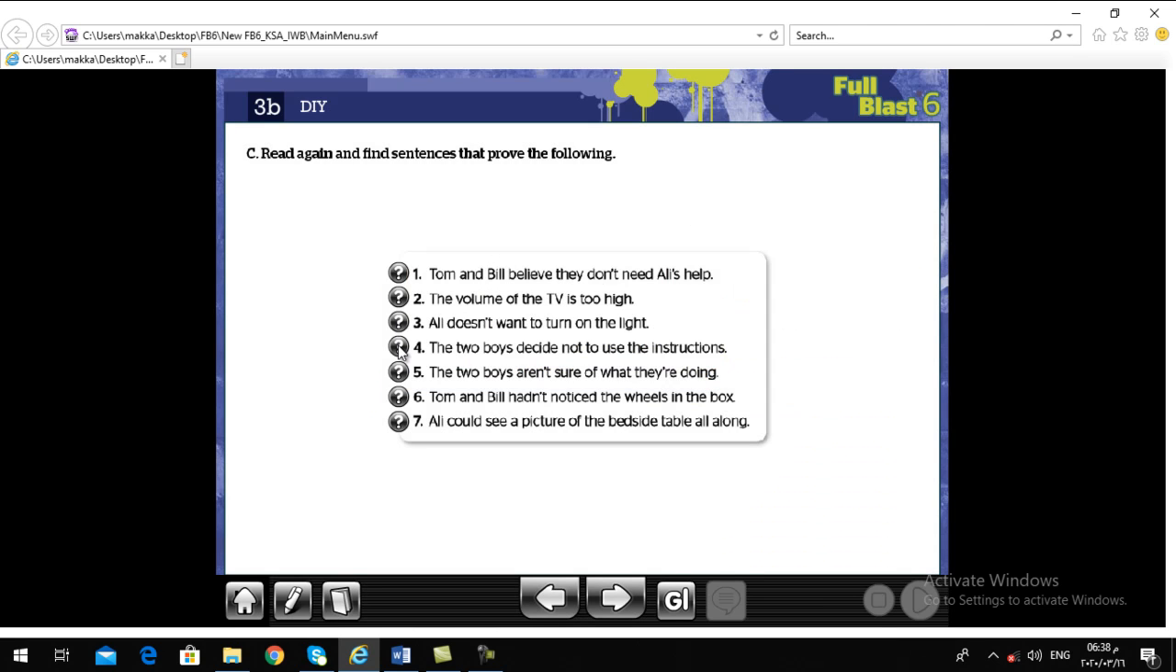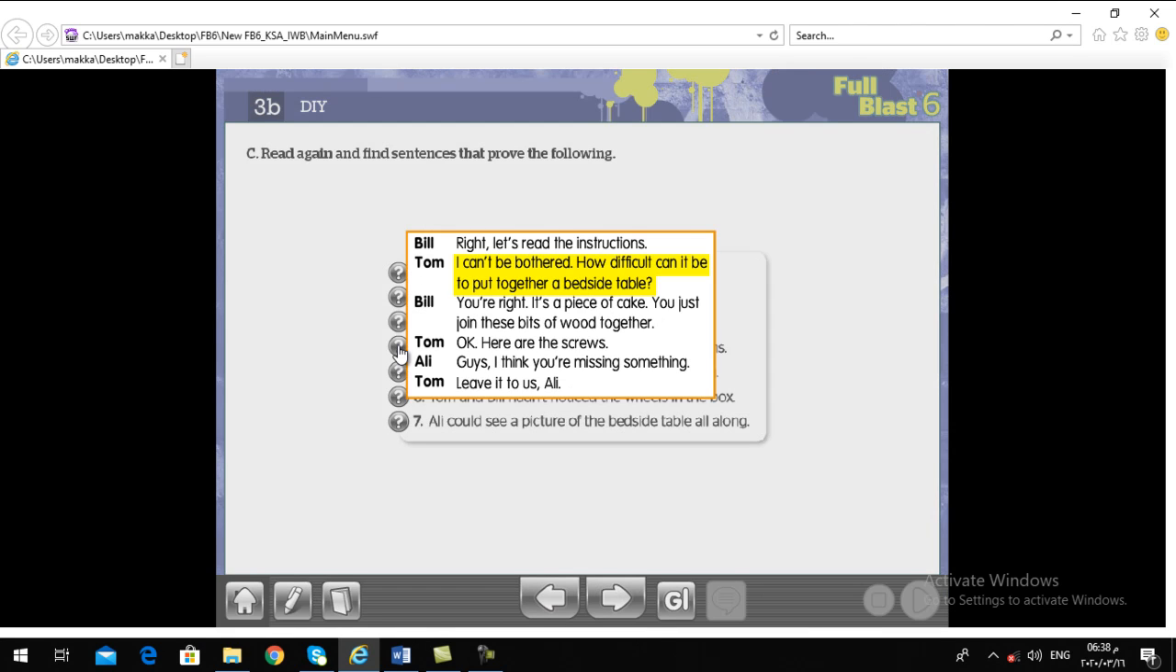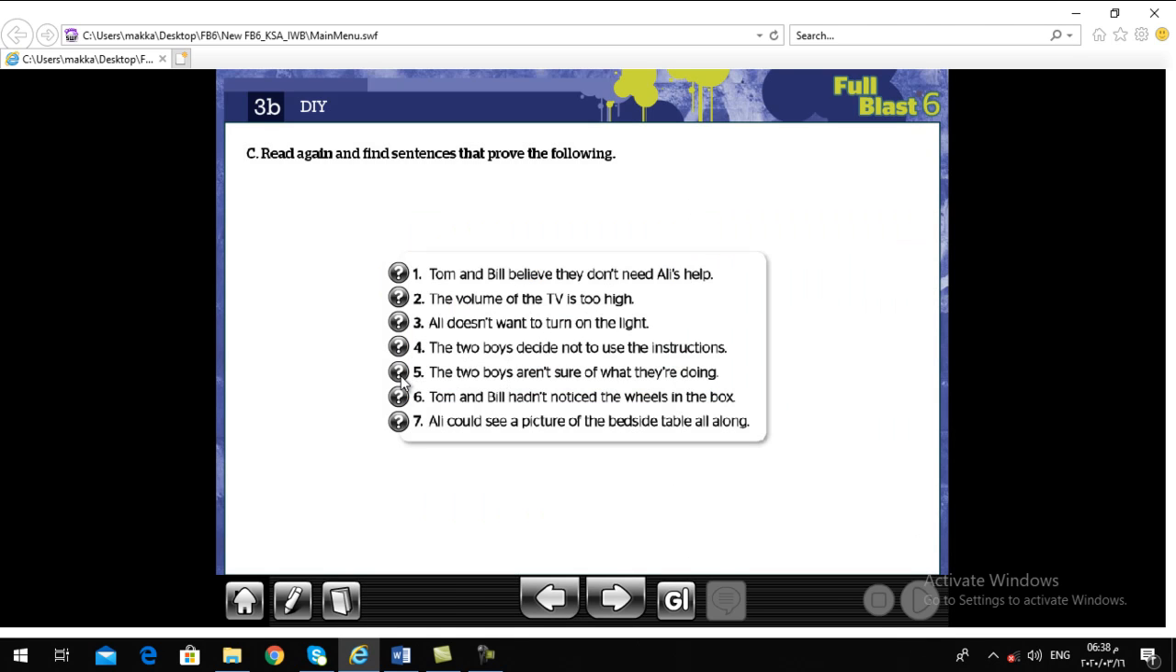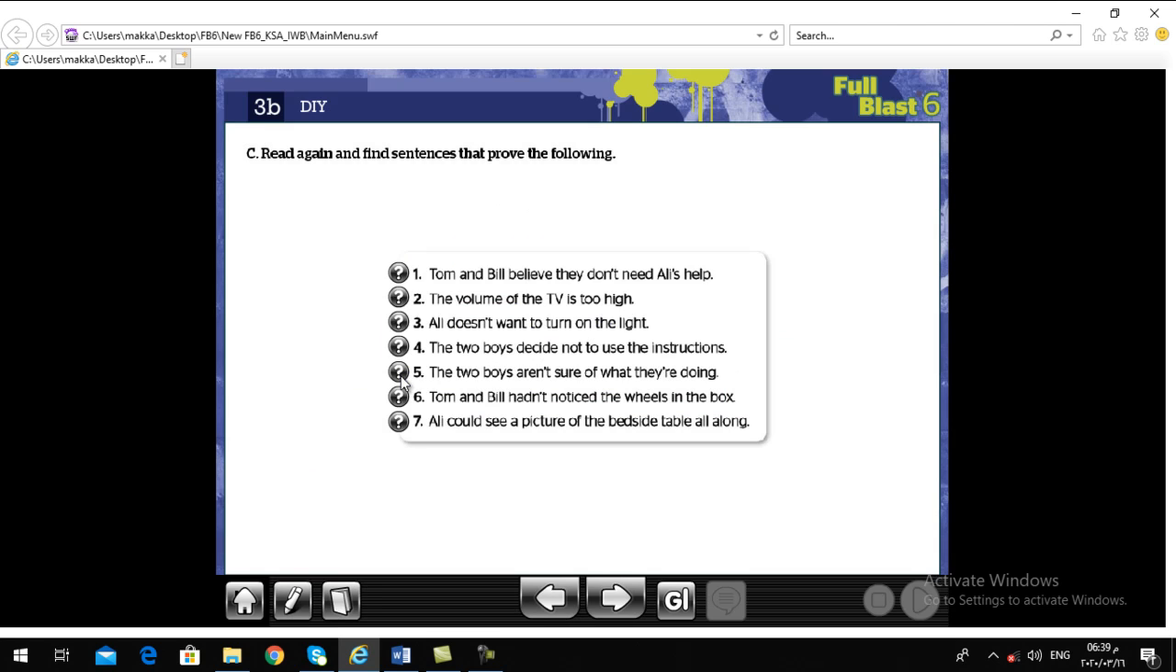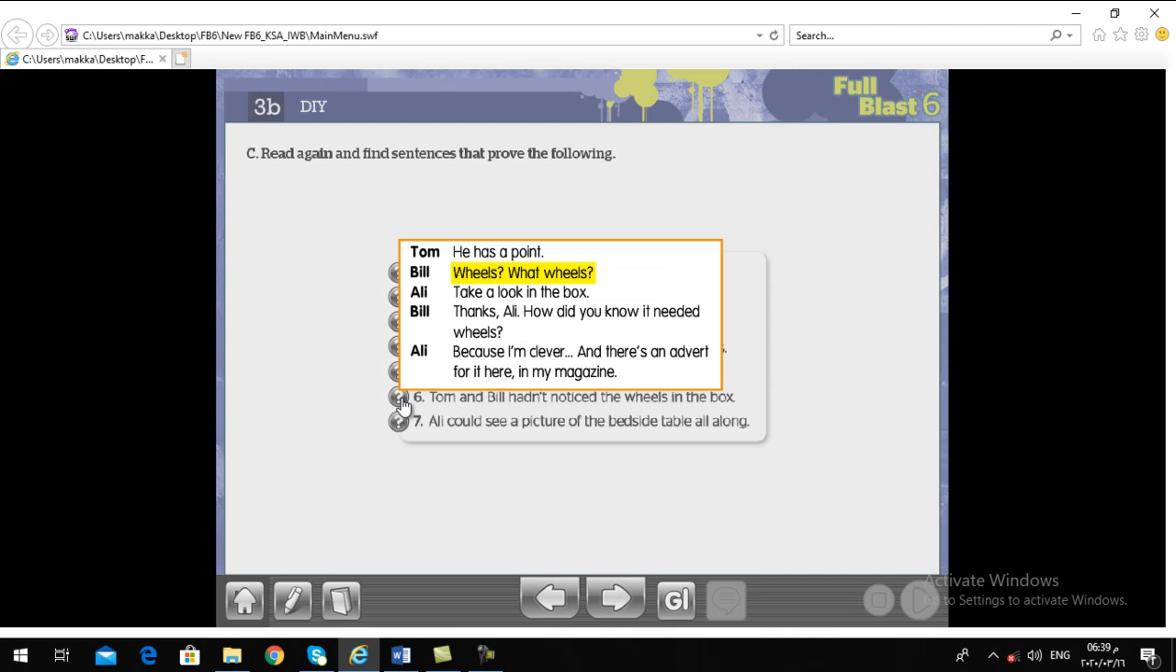The two boys decide not to use the instructions: yeah, it's a piece of cake, can't be bothered. The two boys aren't sure of what they're doing: this can't be right, it's probably upside down, let's turn it over. Is it supposed to move around? Tom and Bill hadn't noticed the wheels in the box.